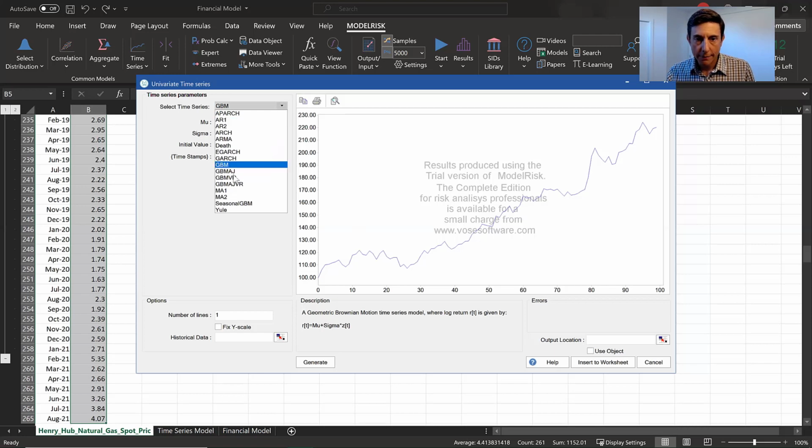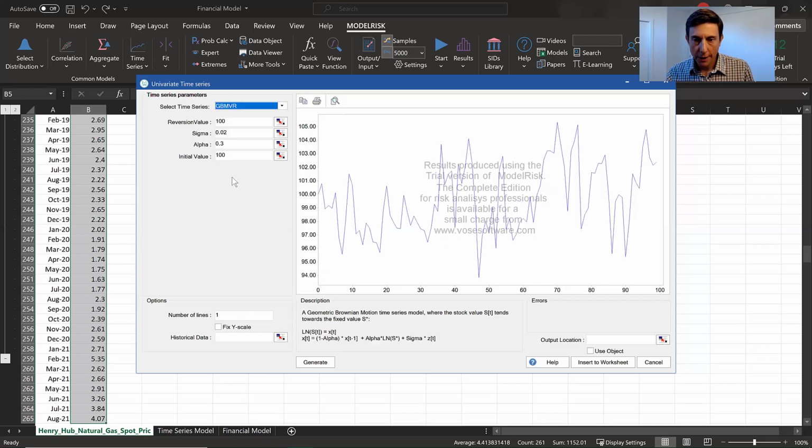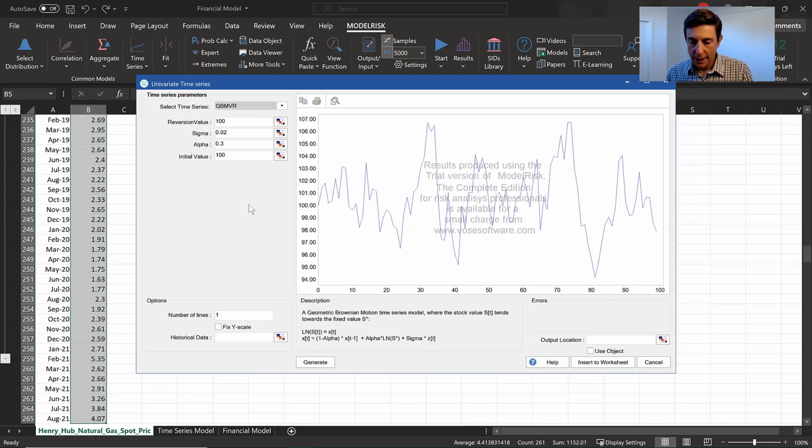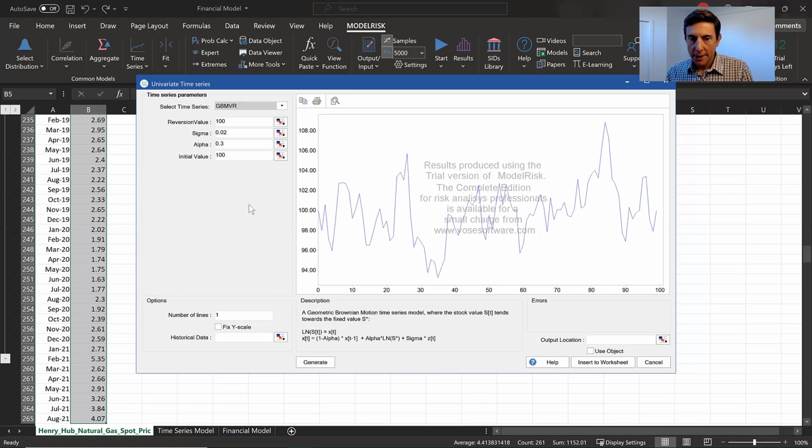And we also have the geometric Brownian motion that reverts to the mean. So this model doesn't have a trend. It has only volatility. This is the model that is typically used to price commodities such as crude oil or natural gas, where if there is excess supply, the prices are going to go down. If there is excess demand, the prices are going to go up.